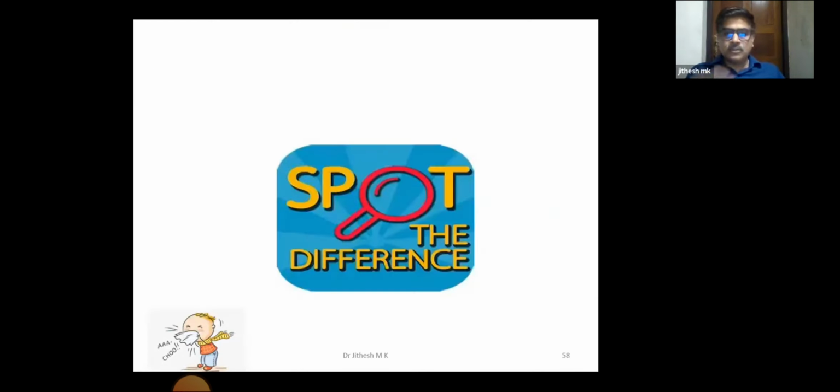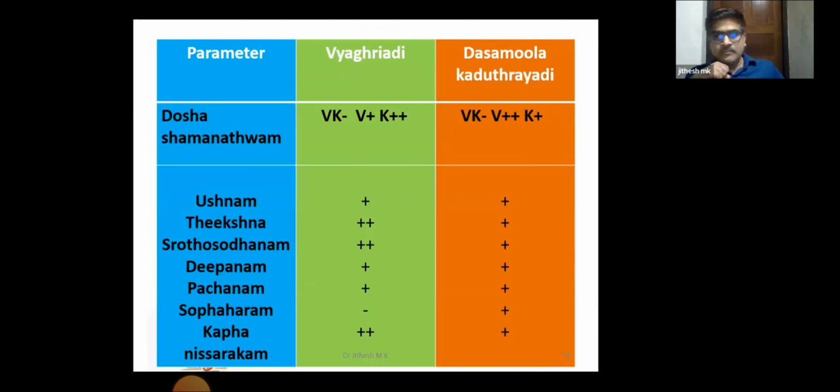Now we will compare both the medicines, Vyagradi and Dasamula Kataryadi. So, Dosha Samanatva: both Vyagradi and Dasamula Kataryadi are Vata Kapha Samana only. Vyagradi is Kaphadhiga Vata Kapha Samana and Dasamula Kataryadi is Vatadhiga Vata Kapha Samana.